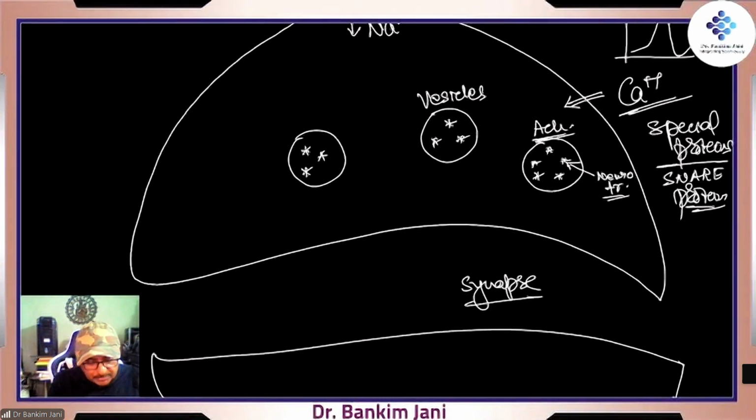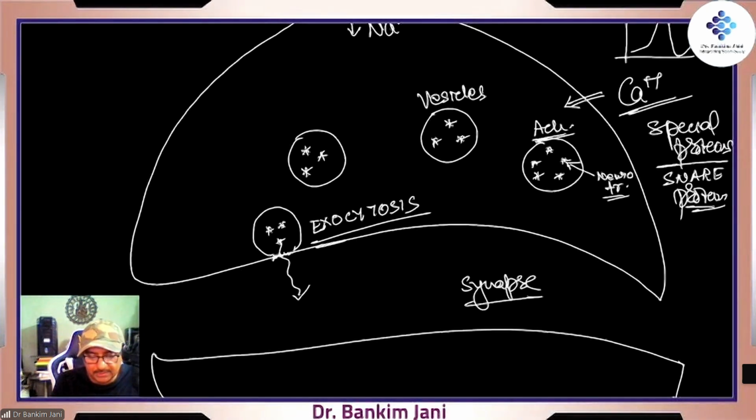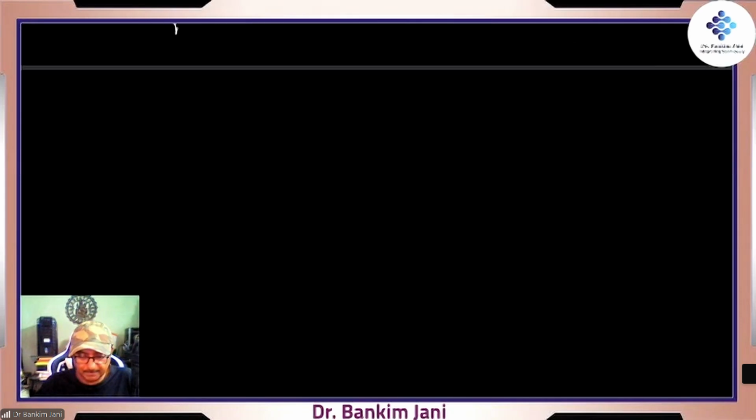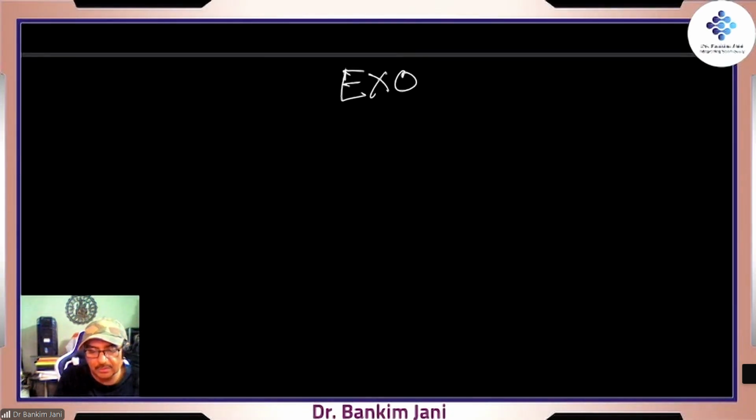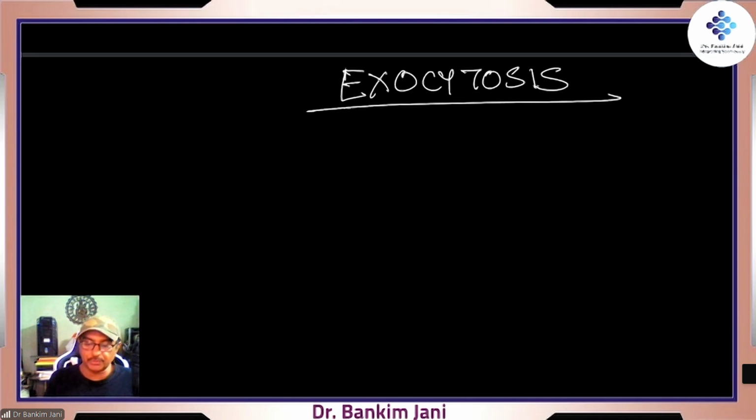So when it comes, these vesicles come over here, then this membrane is absorbed, they merge, and then these neurotransmitters will be released. This process is called exocytosis. I just write it. We are about to discuss it. Exocytosis, that is the process. So that is exocytosis of neurotransmitters. So understand it is a neurotransmitter.